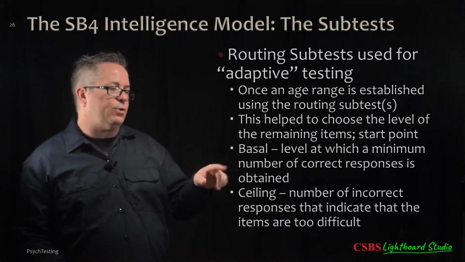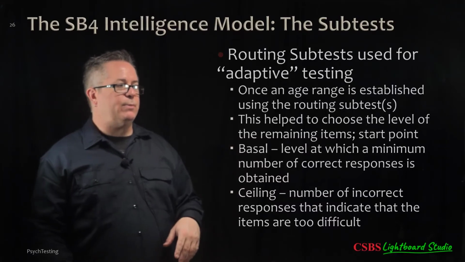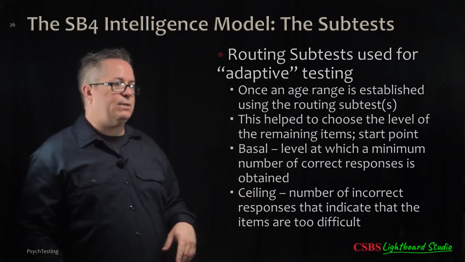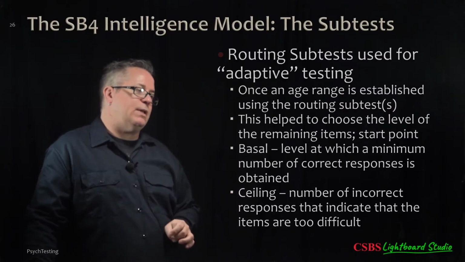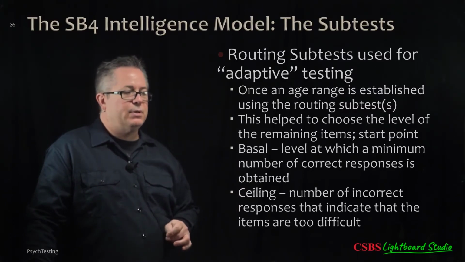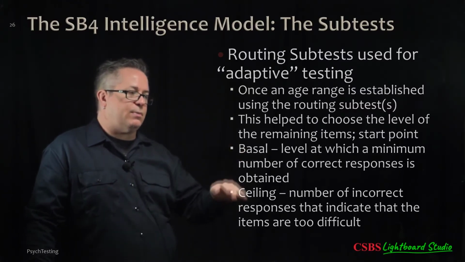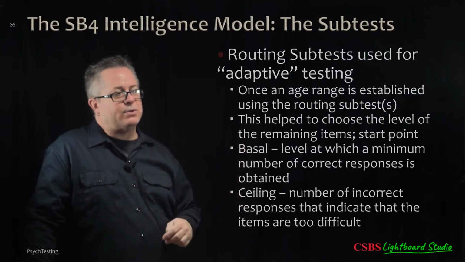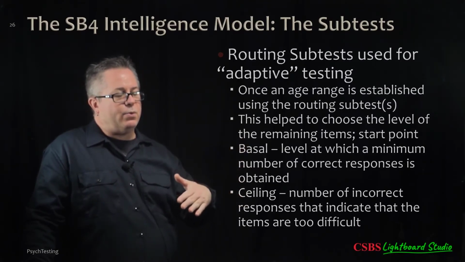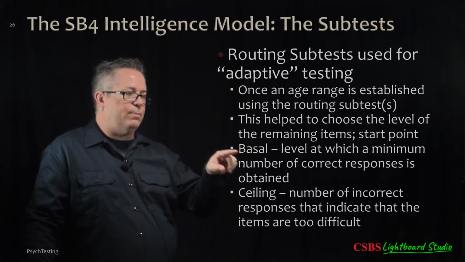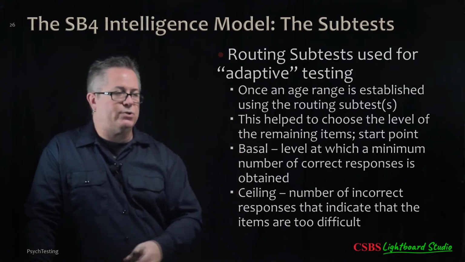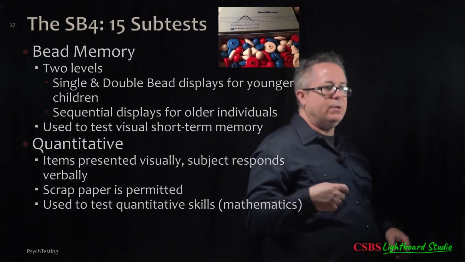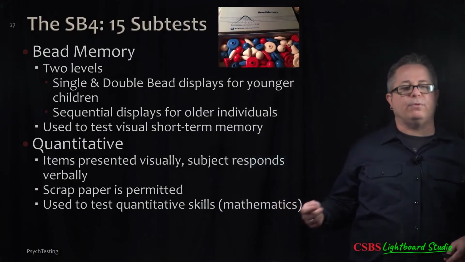And then they had different terms, like the basal level, which is a level at which a minimum number of correct responses is obtained. And then you had a ceiling level, where the number of correct responses indicates that the items are too difficult. So they started to use this terminology to figure out where to place people, and what the minimum and maximum numbers were to get somebody into the right age range or age group.